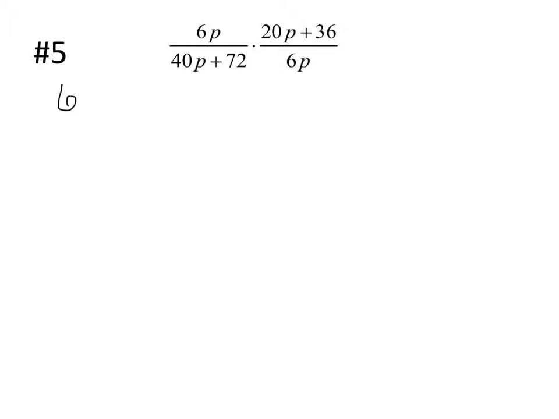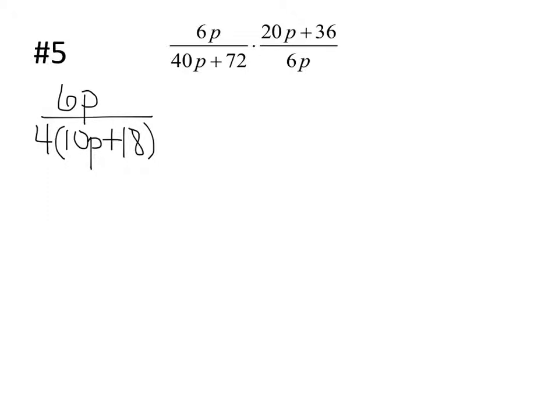All right, can't do anything with 6p, so we're going to leave that alone. But down here we can factor something out. So let's see, we've got 40 and 72. So 4 comes out of both of them, leaving me 10p plus 18. Okay, so actually it looks like 8 can come out of both of them as well. So let's try 8 instead.